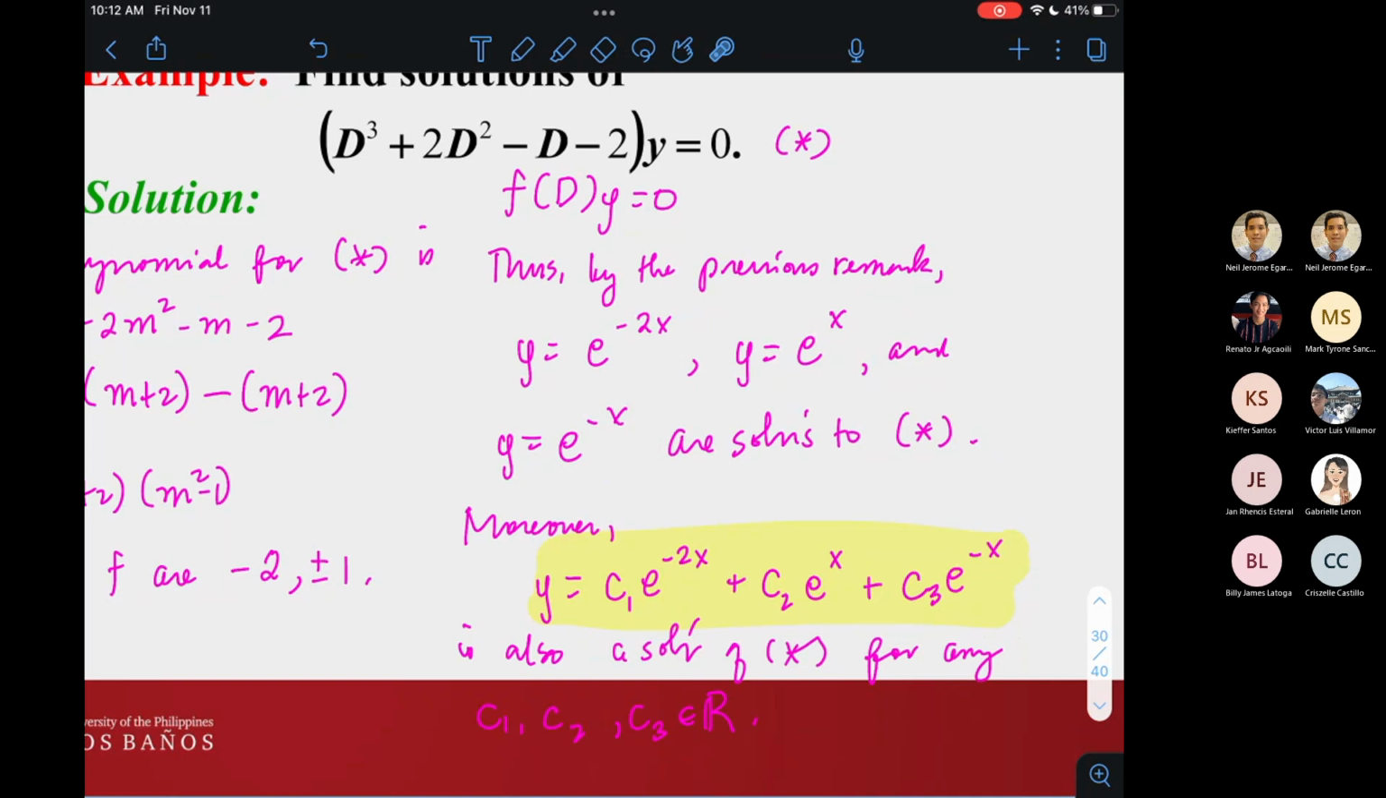Okay? Is that clear, guys? Klaro ba yung mga remarks na siningit ko?